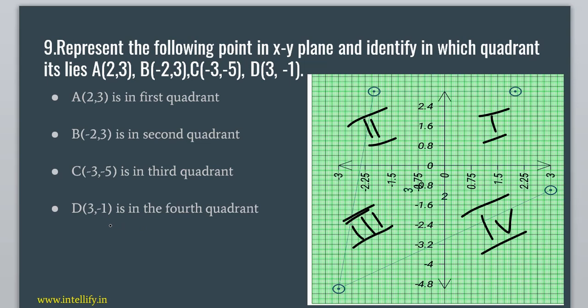After that, we have D, 3 comma minus 1. Here the x coordinate is positive, but the y is negative. Since x is positive, we go toward the right hand side in the x direction, 3 units. After that, since y is negative, we go downward minus 1. It is 3 comma minus 1, which is in the fourth quadrant. Let's jump on to the next question.